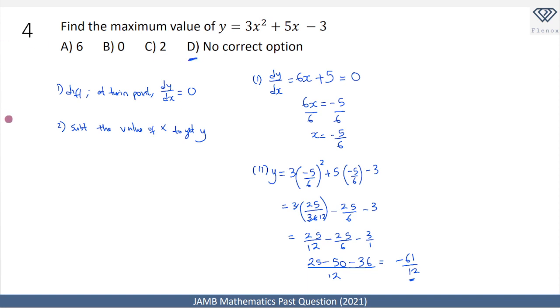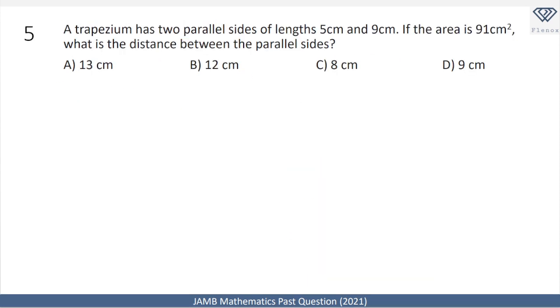Moving on to the next question. We are told that a trapezium has 2 parallel sides of length 5 cm and 9 cm. If the area is 91 cm squared, find the distance between the parallel sides.